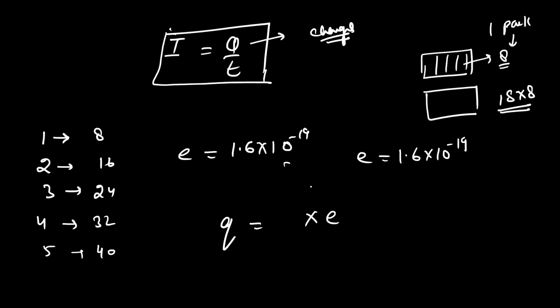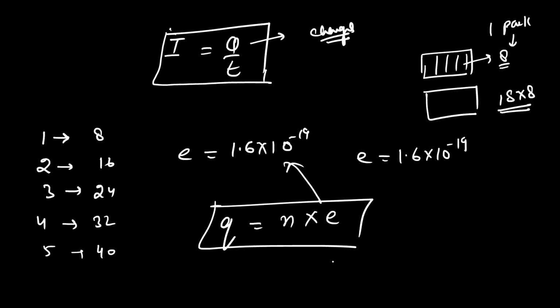If the charge of an electron is 1.6 into 10 to the minus 19, then the total charge on an object will be the charge of an electron into the number of electrons. If we have 2 lakh electrons, then the total charge will be 2 lakh into the charge of an electron, that is N into E. Got it? So for the number of electrons a substance has, the total charge will be N into E. So the charge can be an integral multiple.